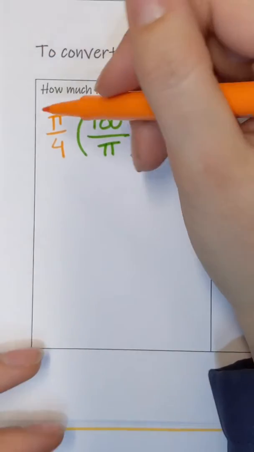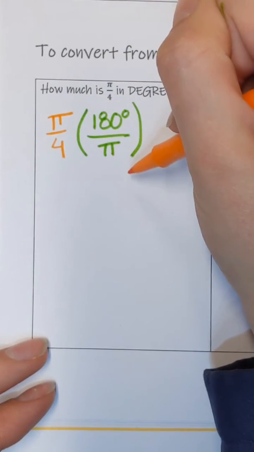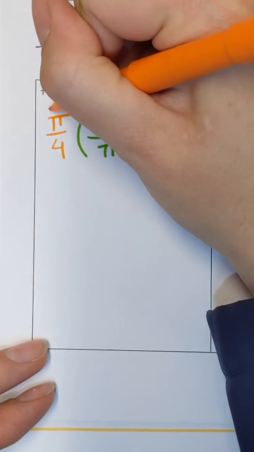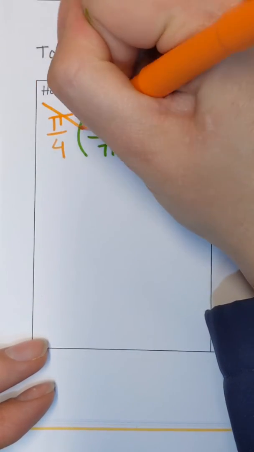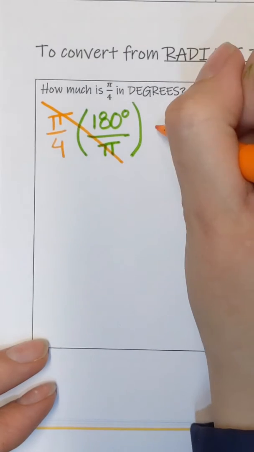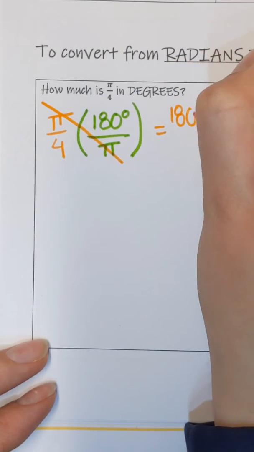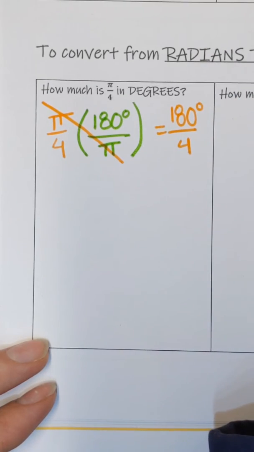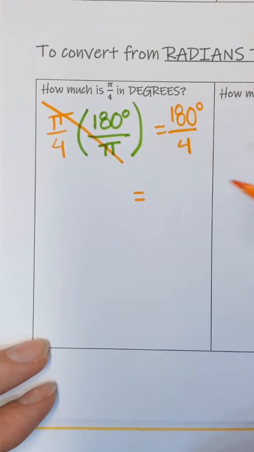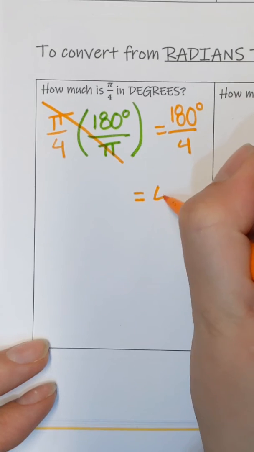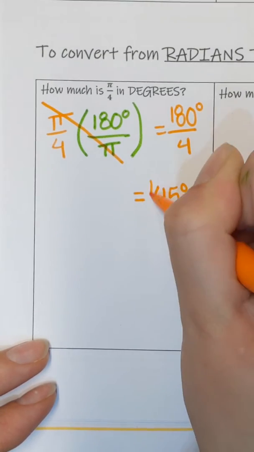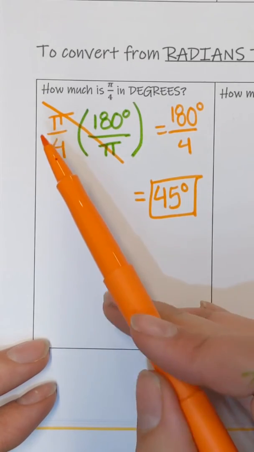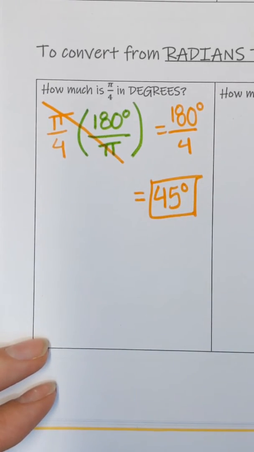Now when we do this, you guys see that we have a pi on the top and a pi on the bottom. So these are actually able to just cancel out right from the get-go. The pi on top and the pi on the bottom cancel out, which is really good news for us because we're just left with 180 degrees divided by 4. You can plug that into your calculator, and that gives us 45 degrees. So we know that 45 degrees is the same thing as pi fourths radians.